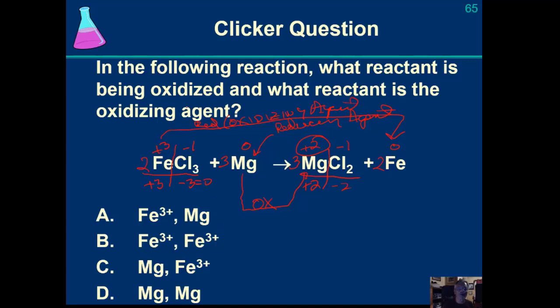Okay, and so we can go ahead and figure that out. We're looking for what's being oxidized. That's magnesium. What is the oxidizing agent? That is the iron 3 plus. You might have seen that written as FeCl3. That's totally legit, but this is better.